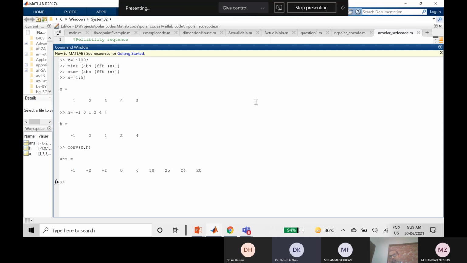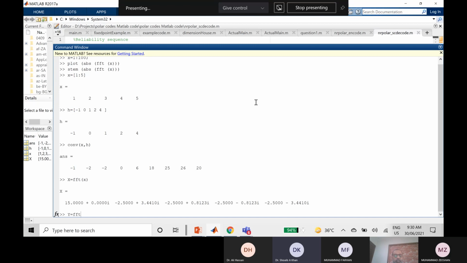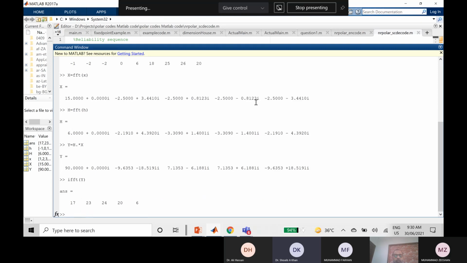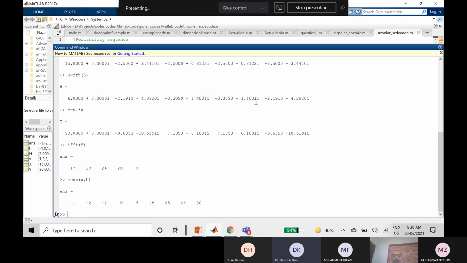And if you try to get the same answer in Fourier domain, meaning first computing the Fourier transform of x, let's name it capital X, and then compute the Fourier transform of h, let's call this capital H. Then capital Y is capital X dot multiply H, so you multiply them point by point, and then you take IFFT of Y. So it does not give you the same answer. The answer is different.